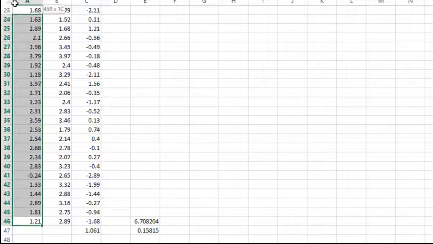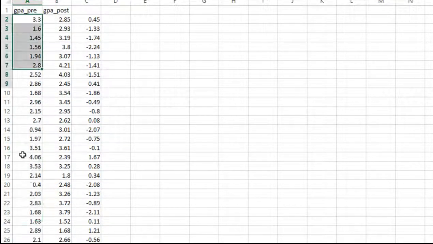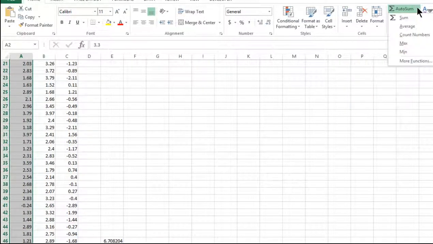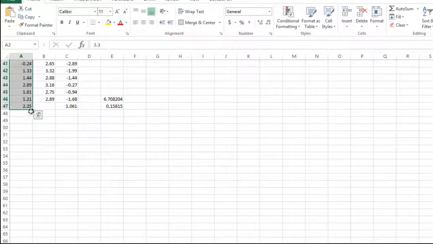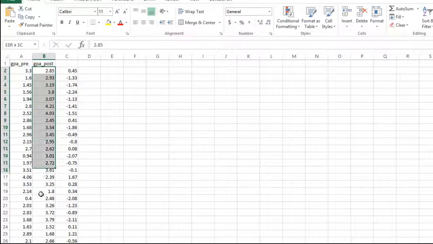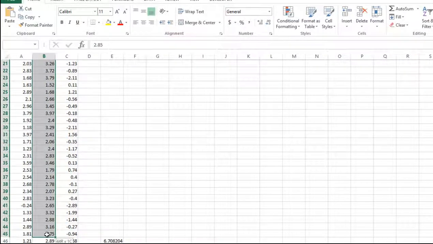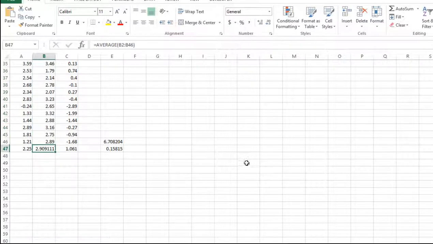So this group here has a mean. I can't remember what it is. Let's just calculate it now. Go up here and average. And the mean is 2.25. And at this time, post learning how to set goals, the mean is 2.909.